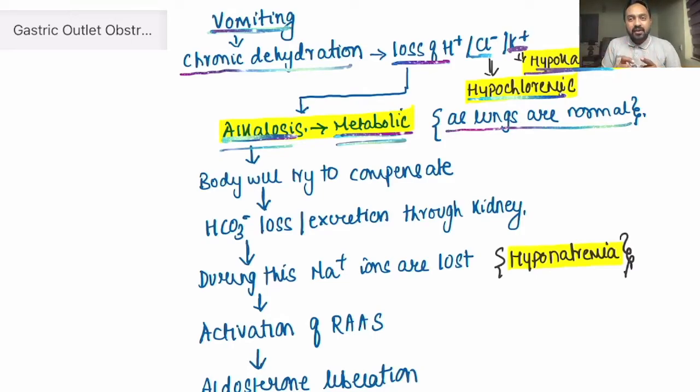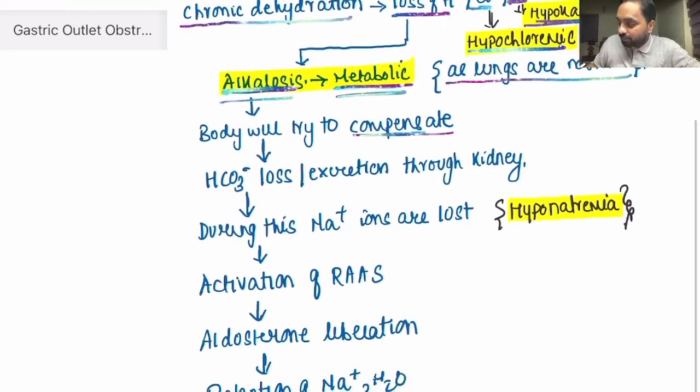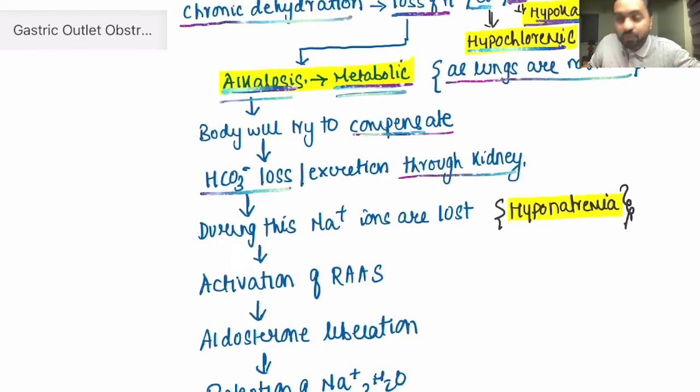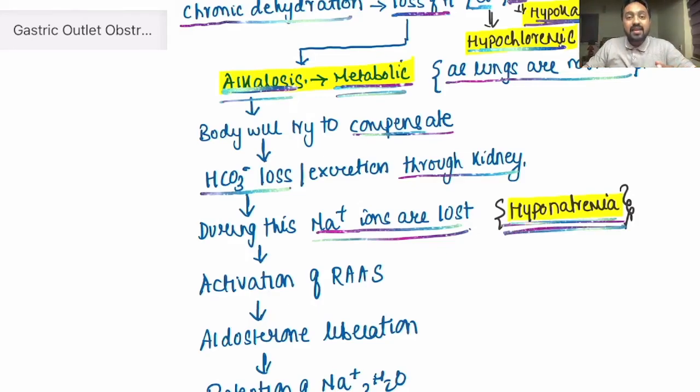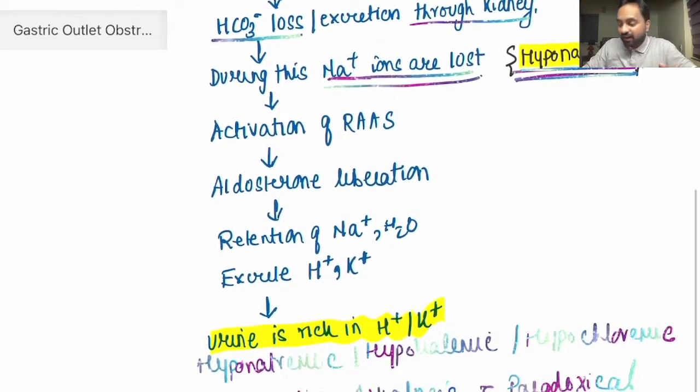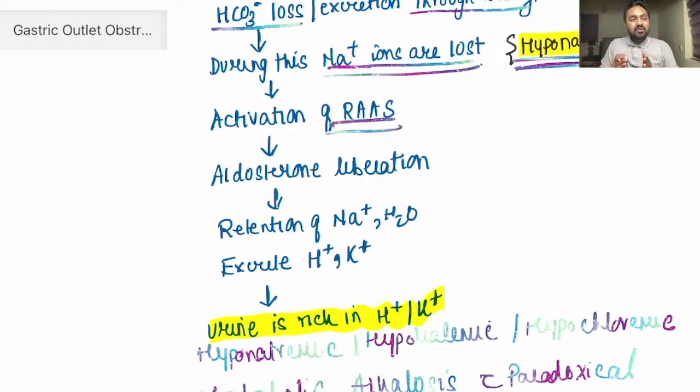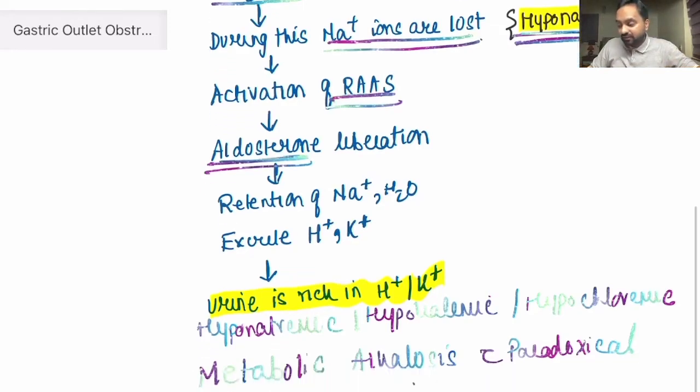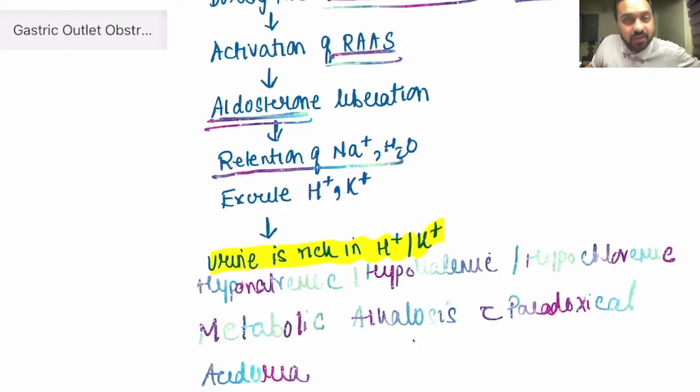Because of this metabolic alkalosis, the body is going to try to compensate for it. How is it going to compensate? It is going to compensate by loss of HCO3 through the kidney. As these bicarbonate ions are lost, sodium ions are lost along with them, which is going to cause hyponatremia. Hyponatremia is going to lead to activation of the RAS system. This activation of RAS system is going to cause aldosterone liberation. This aldosterone liberation is eventually going to cause retention of sodium and water and excrete hydrogen and potassium ions, which is going to make urine rich in hydrogen ions and potassium ions.